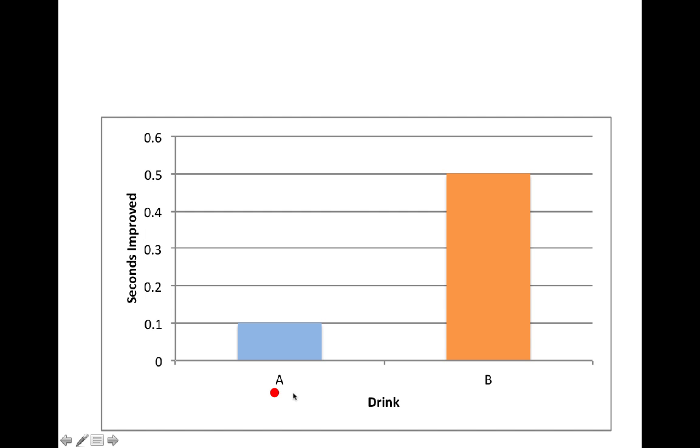Looking at graphs, typically you're going to have the dependent variable going on the y-axis and the independent variable going on the x-axis. So you're usually putting the things that you change down here on the x-axis, and then your measurements go on the y-axis. All right.